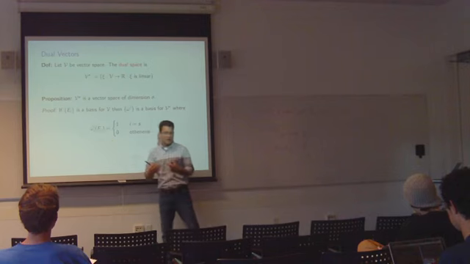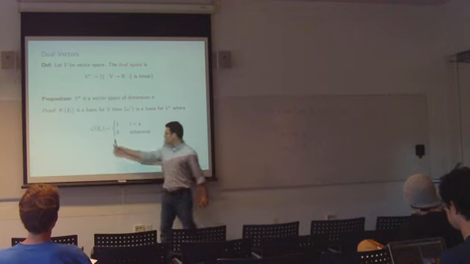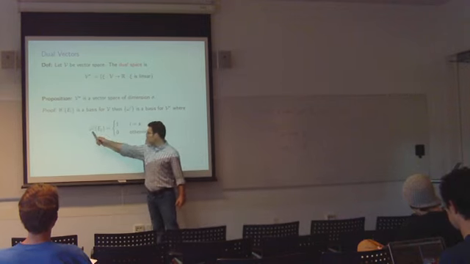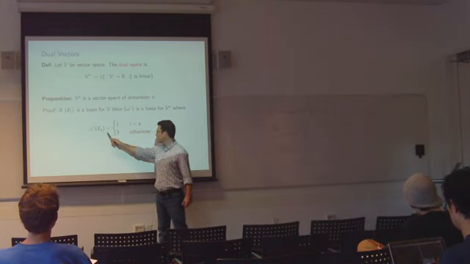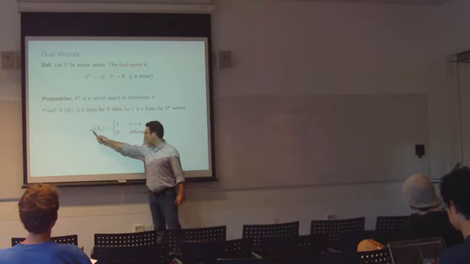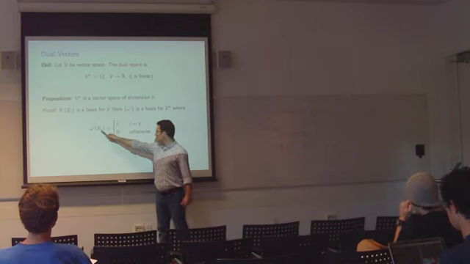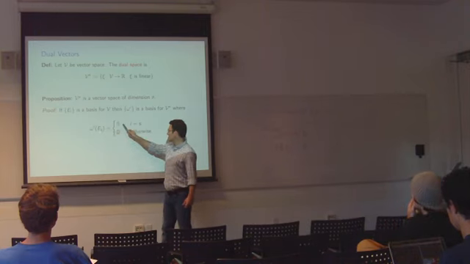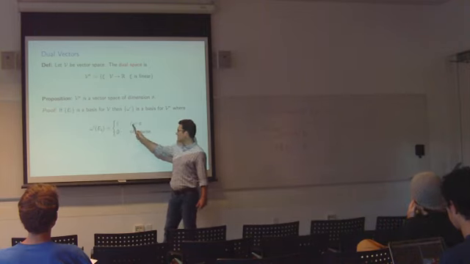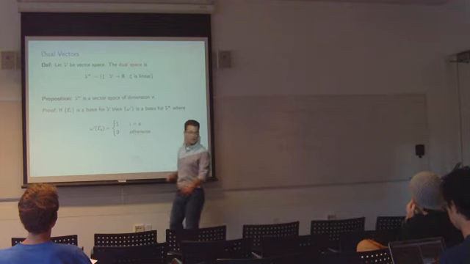This is a set of linear functionals whose values on the basis are defined like this. Omega i is the ith one. Omega i acting on a basis vector is 1 if and only if we choose the ith basis vector, and 0 otherwise.